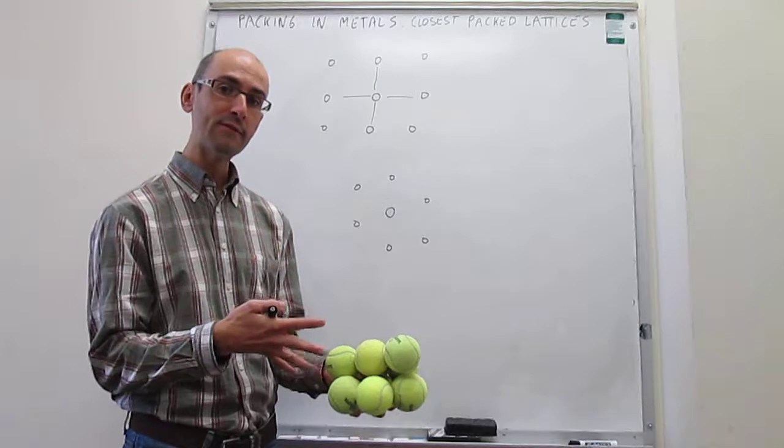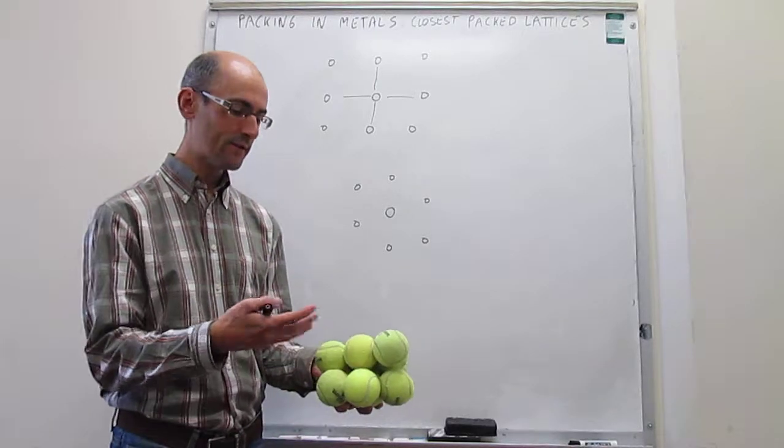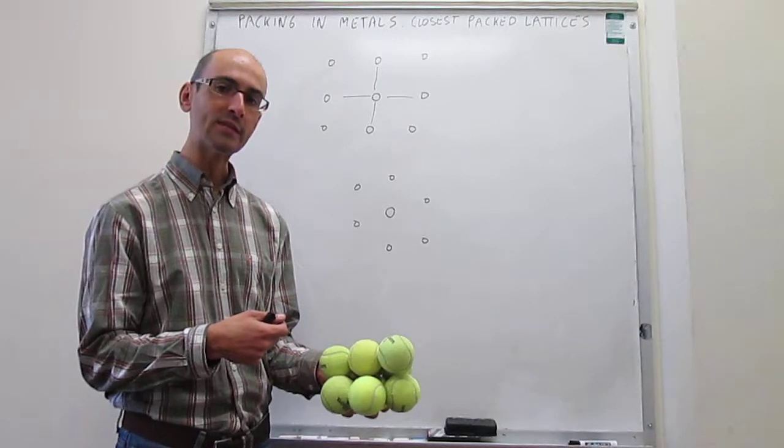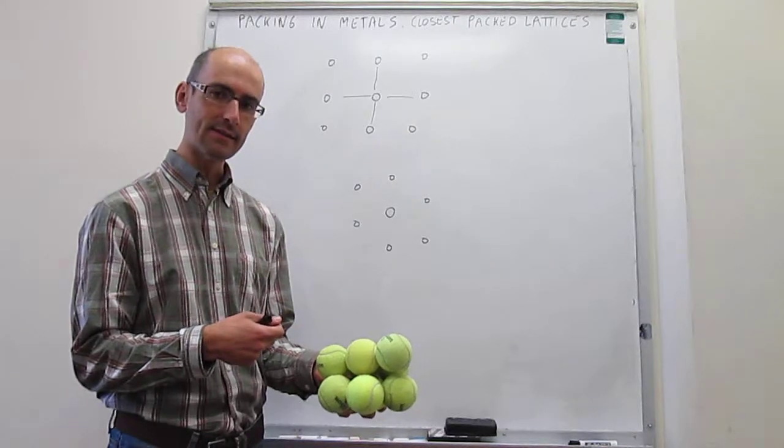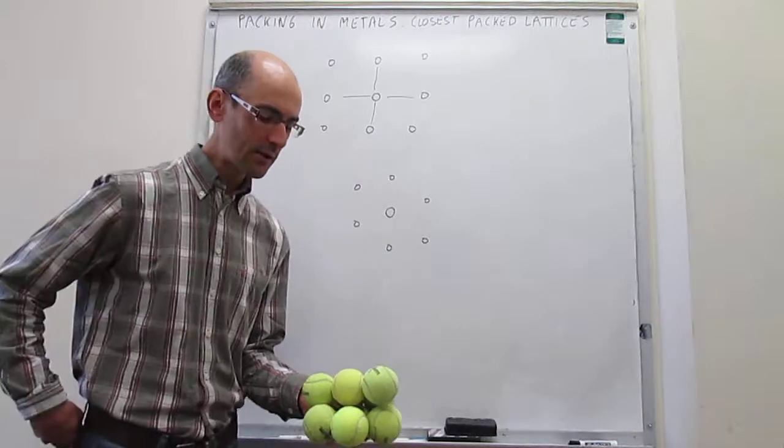Because this is the most efficient way to pack spheres. We call this closest packed lattices, and again there's going to be 2 of those. Let's take a look at the first one.